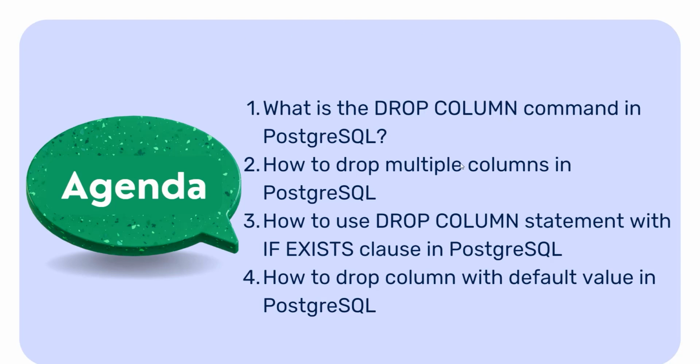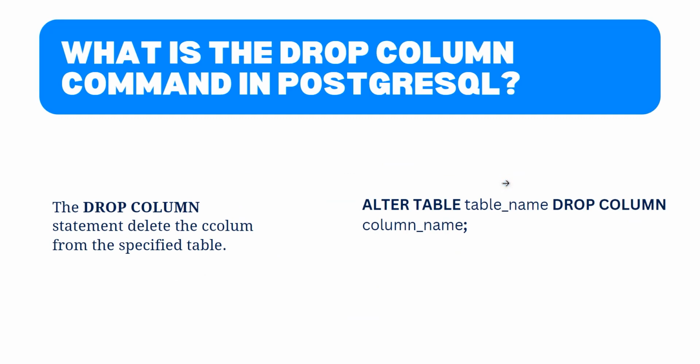Let's start by discussing what a drop column statement is. In PostgreSQL, the drop column statement is used to remove a column from a table. The basic syntax for dropping a column is as follows, you can see here. Now in this syntax, first specify the alter table command, which means we are going to make some modification to the table. Then specify the name of the table where the modification will be done. After this, specify the drop column statement to drop the column from the table and specify the name of the column that you want to drop from that table.